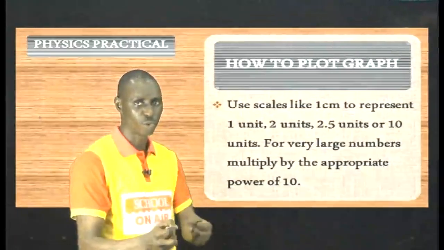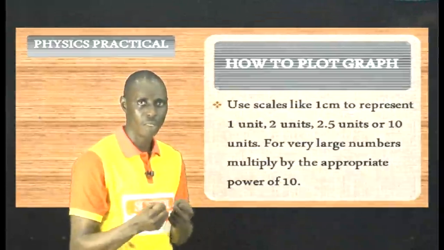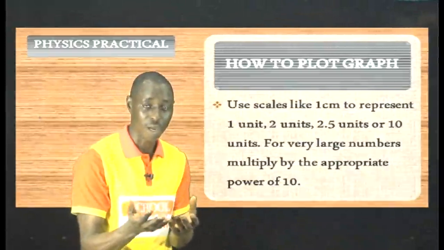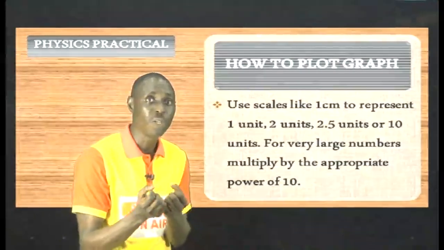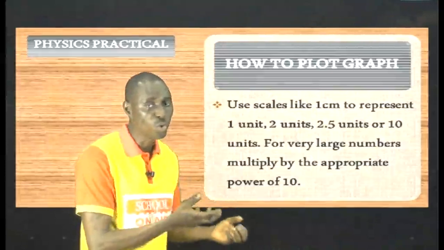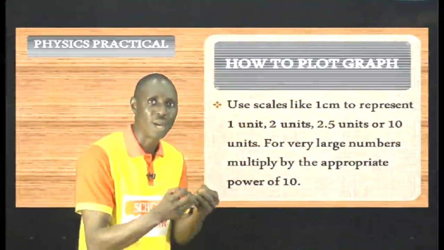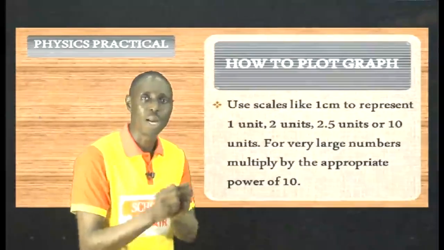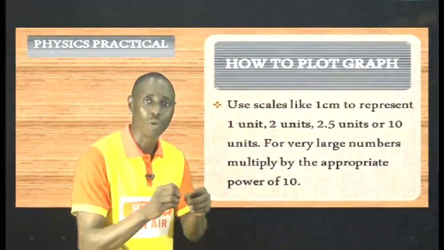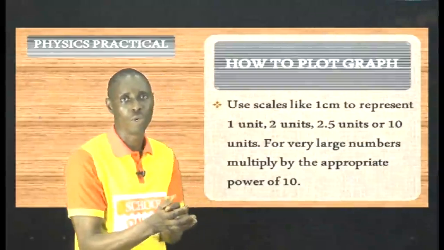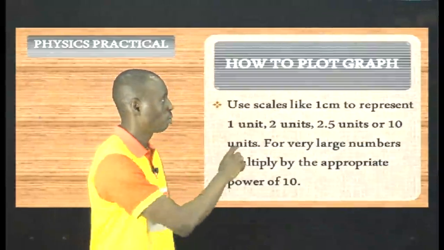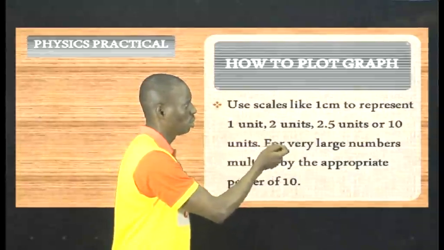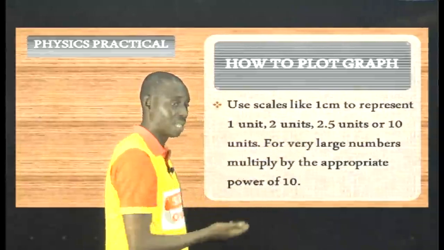So there is no fixed rule. It's not a rigid rule about this. The rule is that any scale you are going to use for physics practical exam must be the one that will obey all those instructions, all those guidelines and rules that we have mentioned earlier on. You cannot draw a graph that will be too small or too big, that will not be able to accommodate all the figures or the parameters that you have recorded. So you have to use scales like 1 centimeter to represent 1 unit. You can also use a scale of 2 units or 2.5 units or 10 units as the case may be.